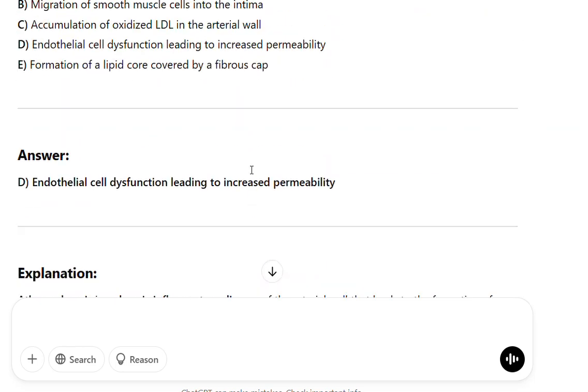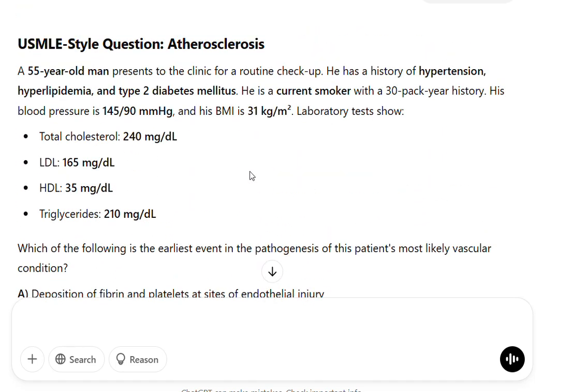USMLE style question, atherosclerosis. A 55-year-old man presents to the clinic for a routine checkup. He has a history of hypertension, hyperlipidemia, and type 2 diabetes mellitus. He is a current smoker with a 30-pack-year history. His blood pressure is 140/45, and his BMI is 31 kg/m².